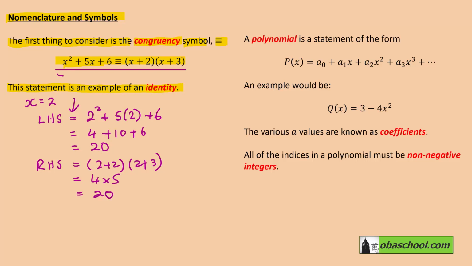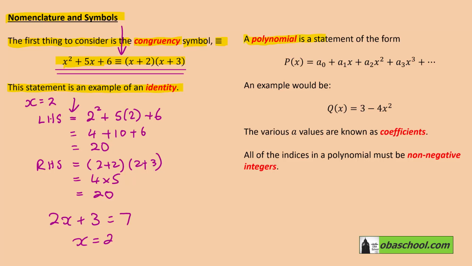And this would hold for any value of x, and that's why we say it's an identity. That distinguishes it from an equation like 2x plus 3 equals 7, which is only true for one value of x, i.e. when x is equal to 2.